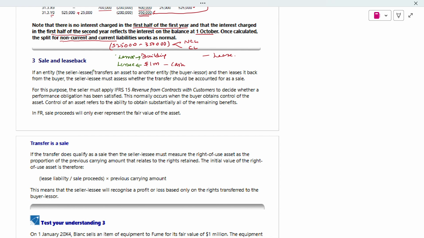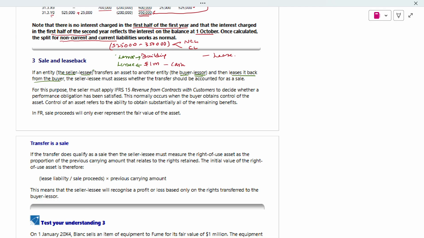This is the order. First, the entity, the seller-lessee, transfers an asset to another entity, the buyer. First you will be a seller, then you will be a lessee. You are transferring the asset to another entity. The person who is buying, the buyer, will become the lessor. He will give it back to you on a lease, and you then lease it back from the buyer.